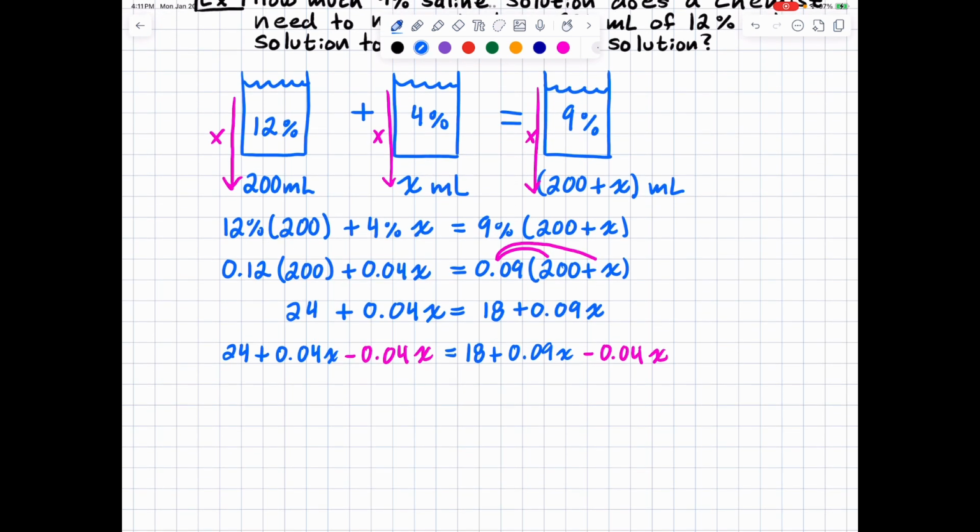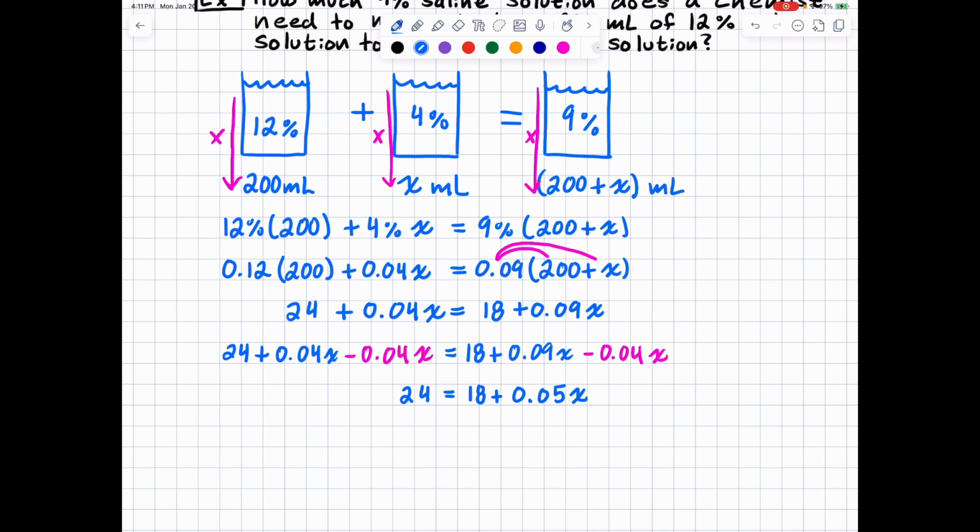And on this left-hand side here, the 0.04x and the negative 0.04x cancel, leaving us with just 24. So 24 equals, now on the right-hand side, we have 18 plus 0.09x minus 0.04x. You could put 0.09 minus 0.04 into your calculator, and what you would get is 0.05. So 18 plus 0.05x. Now we want to get all of our non-x's on one side, so I want to get rid of this pesky 18 here. So to do that, I'm just going to subtract 18 from both sides.